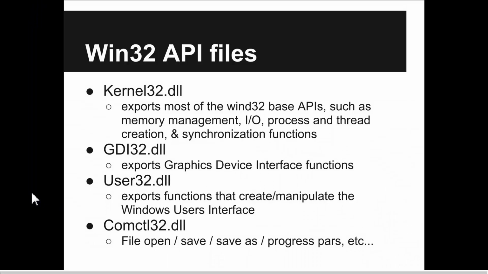But I think the main files break down to the ones that are most commonly used: kernel32.dll. That is not kernel mode, that's for user mode. It exports most of the Win32 base API, predominantly memory management, input-output, process handling, and synchronization. And also user32.dll, which handles exporting functions that create and manipulate the Windows user interface.